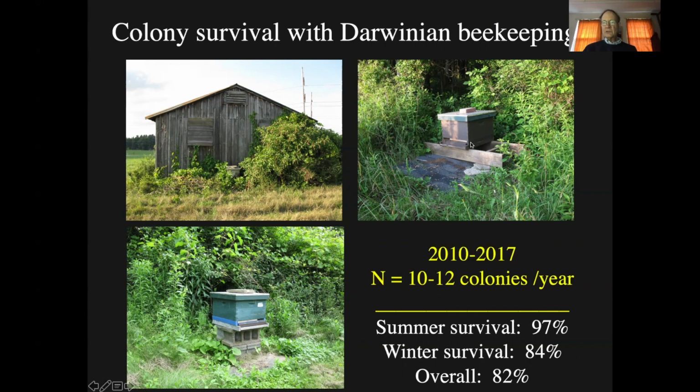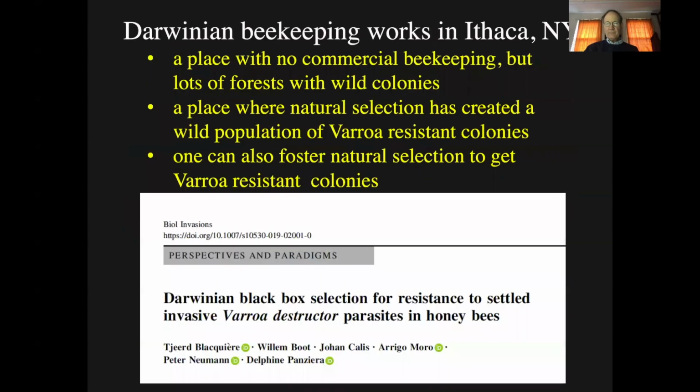I put them around the countryside. I set up 10 or 12 colonies per year, so I spaced them out. And what I found was that my summer survival was 97%. And I'd set up these colonies by capturing swarms. I would capture swarms in bait hives and then transfer them into these hives. So they had locally adapted queens. Summer survival, 97%. Winter survival, 84%. So overall survival over those 7 years, or actually 8 years, was 82%.